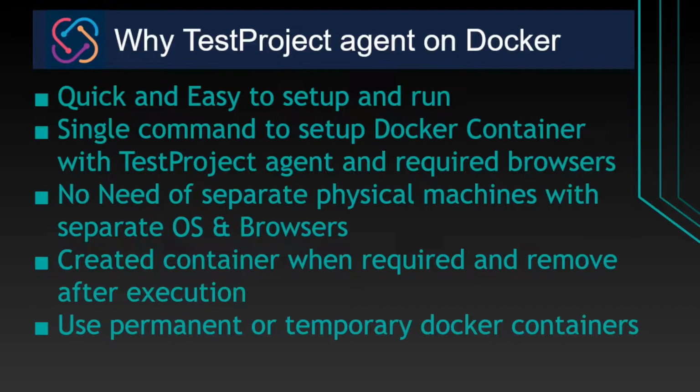You can also use a permanent container or a temporary container, right? Basically, I'm going to explain how you can create a permanent Docker container and a temporary Docker container. There are advantages and disadvantages of permanent and temporary Docker containers. How can we create a permanent Docker container and run your TestProject tests in it? How can you create a temporary Docker container, and how can you run the TestProject tests in the temporary Docker container? I'm going to explain.